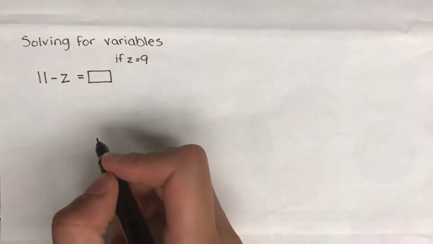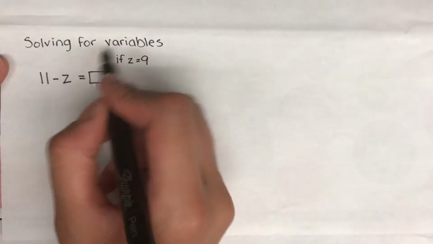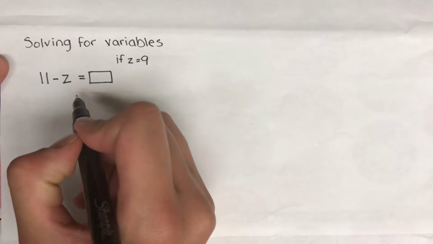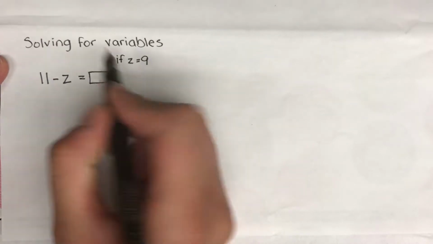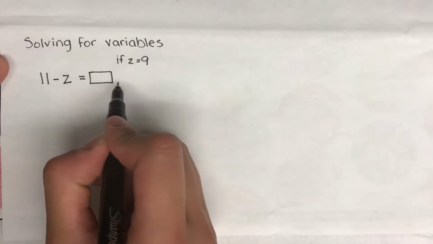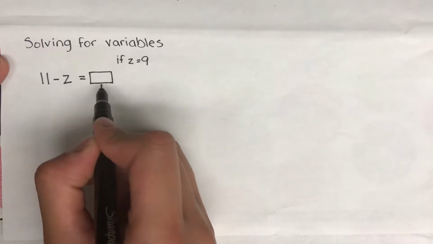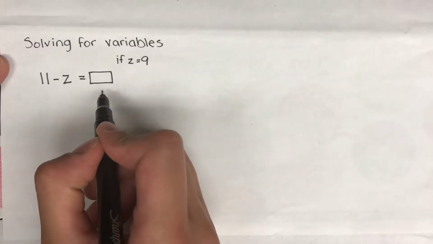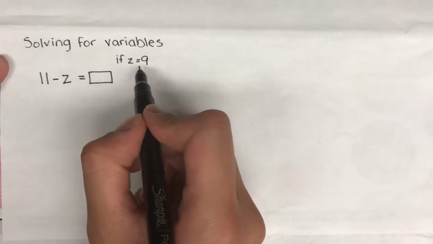So hi, today I'm going to be talking to you about solving for variables in equations or evaluating expressions. So here we have this expression: 11 minus z equals what? So this is what we have to solve for. And we're given that z equals 9.